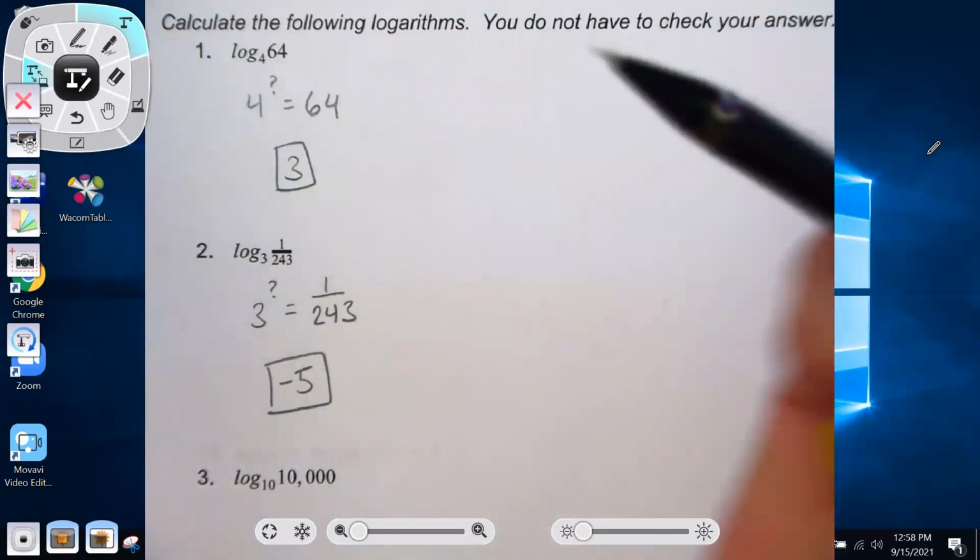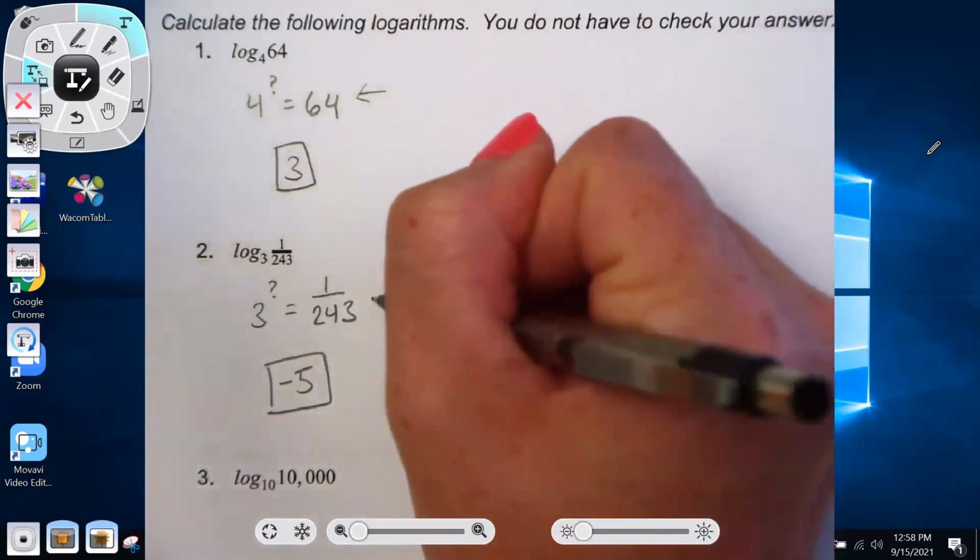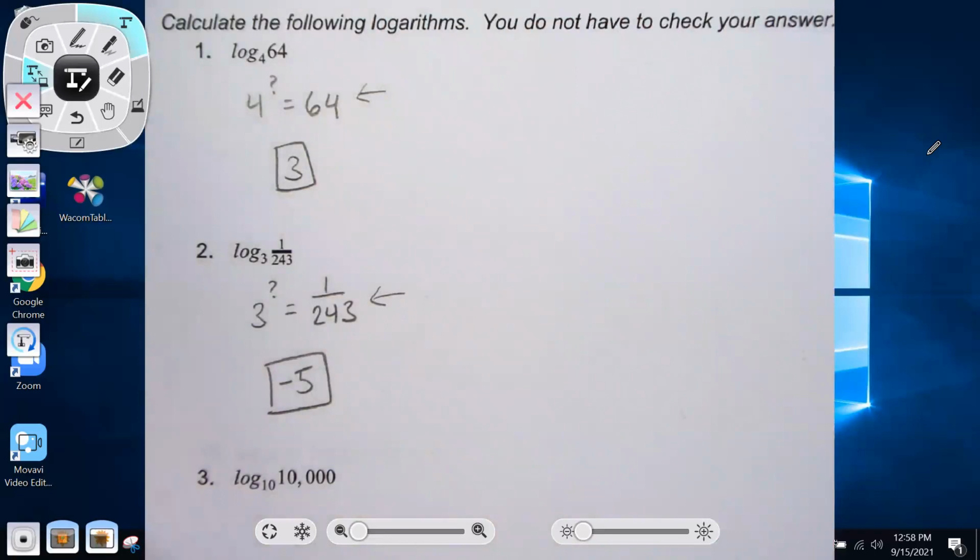On the test, I don't have to see this step in your work. If you just write your answer, that's fine with me on the first page.